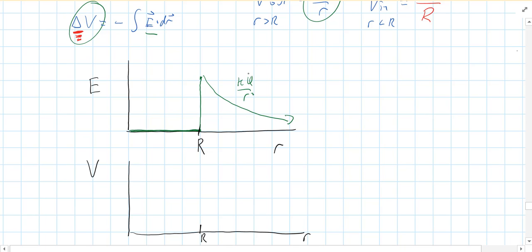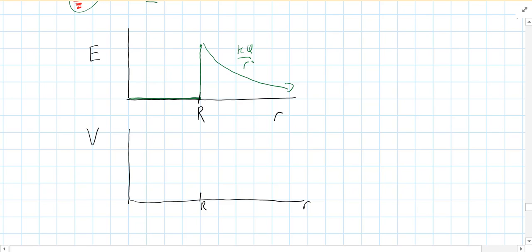Now for voltage, when you're outside the ball, the voltage equals KQ over r. The max voltage is KQ over big R. And since the electric field is 0 in the ball, that means your voltage does not change within the ball. Notice I'm using the word change very carefully here, which means your voltage stays at KQ over big R inside that ball.